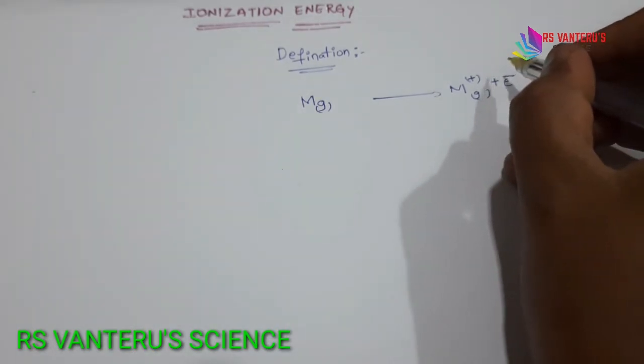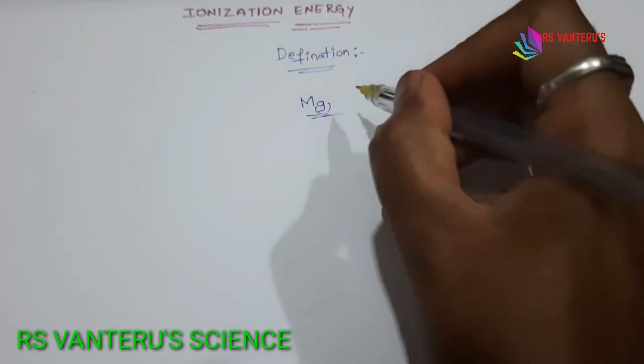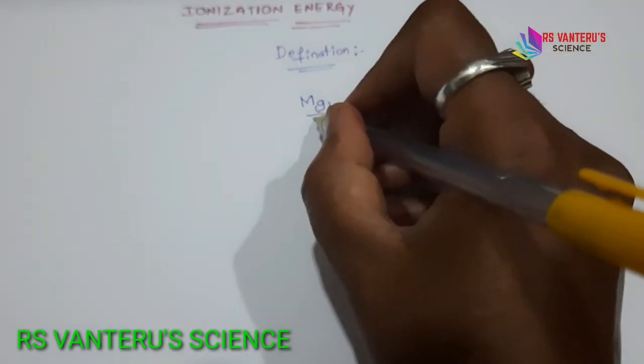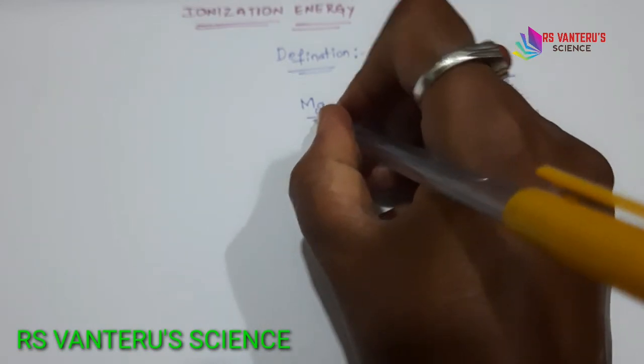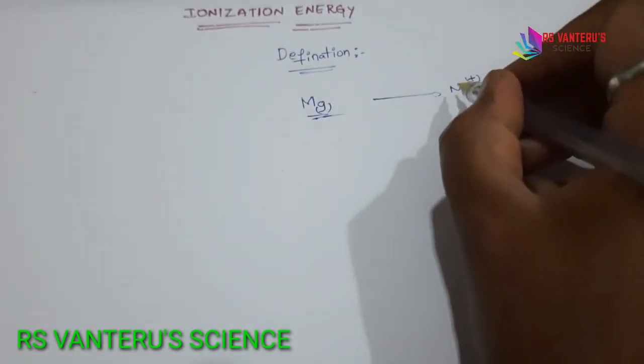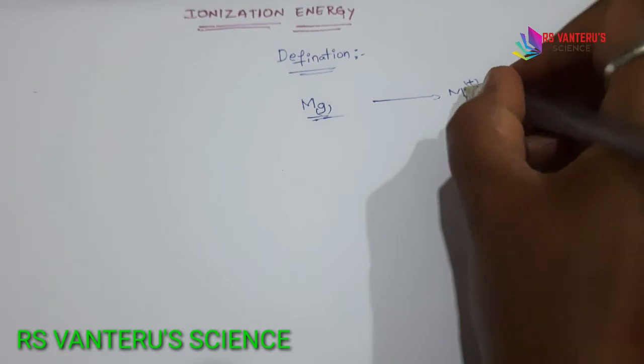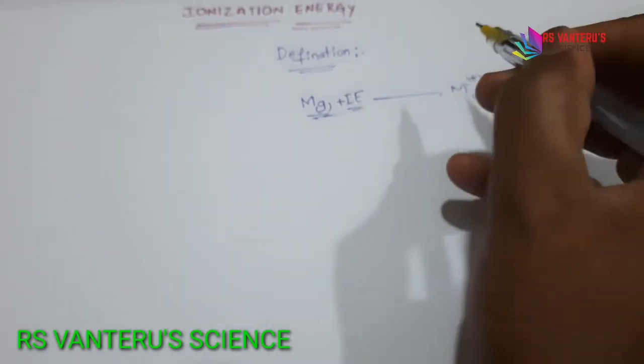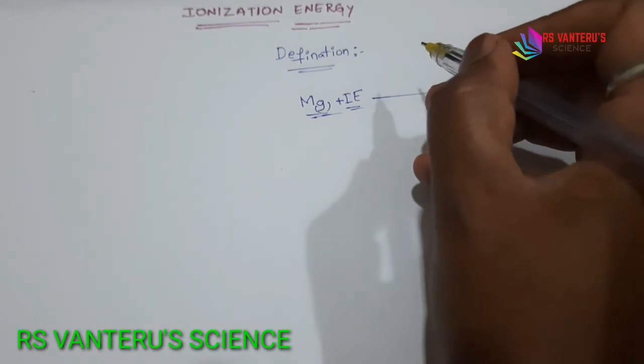We think of it as a neutral gaseous atom and we can remove an electron from this neutral gaseous atom. Here we form a unipositive ion. This is called ionization energy.